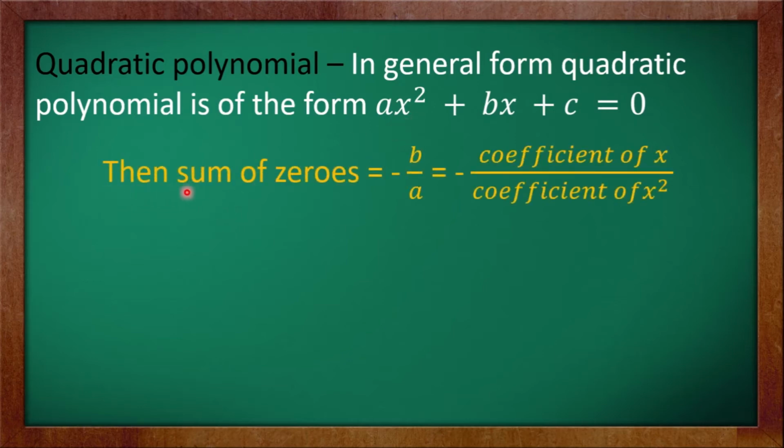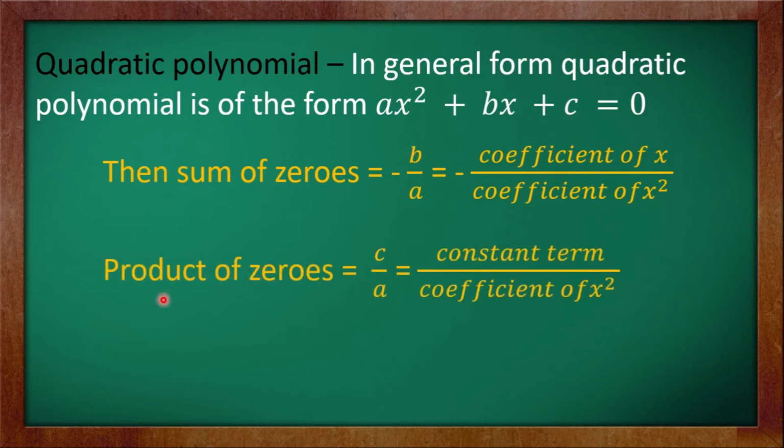Then sum of zeros, that means the sum of two zeros is minus b upon a. b is the coefficient of x and a is the coefficient of x square in the equation. Now the product of zeros equals to c upon a. c is the constant term and a is the coefficient of x square in the equation. Now I will explain you this by one example.